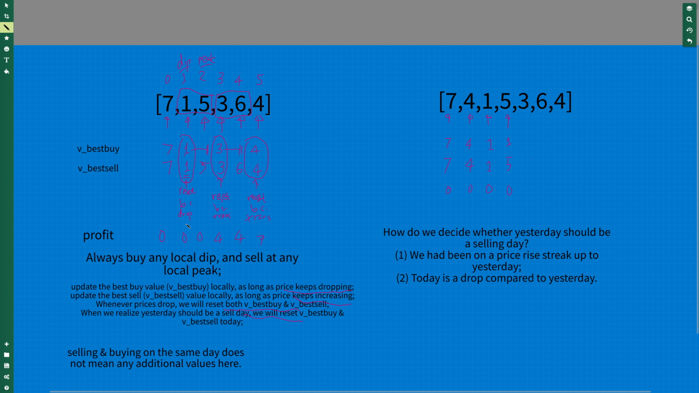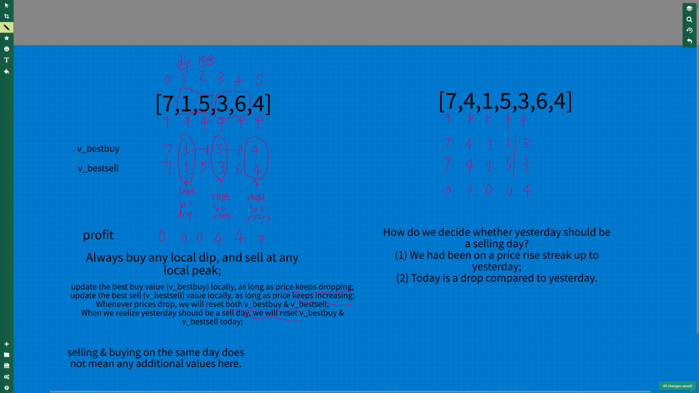At this 3 here, because we're seeing that previously we had been on a price rise streak, and now it's dropping. So definitely on this day, we're going to do a transaction. So the transaction is going to immediately land on a profit of 4. And now we reset, right? We do a reset here, and these two values are going to be reset to the current value.